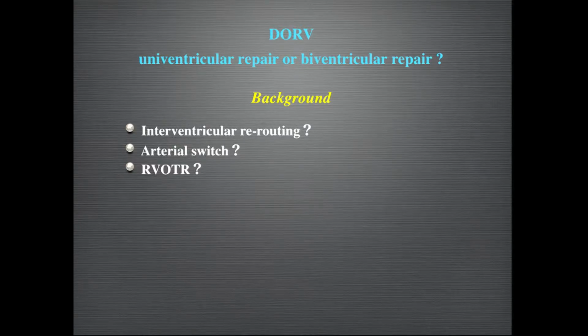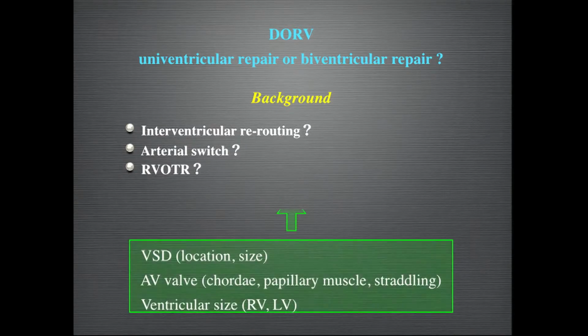With transposition of the great arteries in some occasions of this combination, the arterial switch procedure is much more suitable for repair of DORV, especially subpulmonary VSD, the so-called Taussig-Bing. Also, there is usually right ventricular outflow tract narrowing, like tetralogy of Fallot. And there are many varieties here.